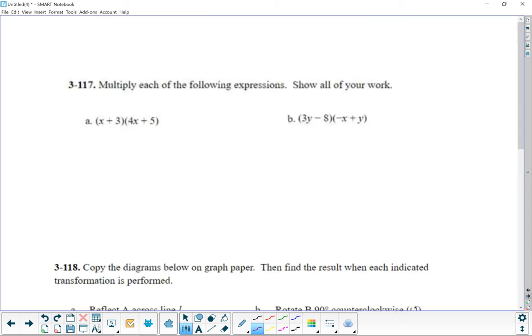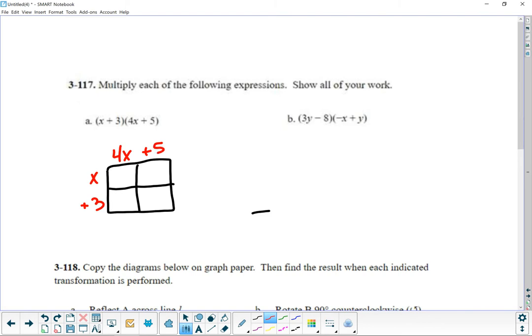Okay, backside. Multiply each of the following expressions, show all of your work. Meaning that if you're going to use an area model, show the area model. Don't just do it in your head. Don't partially do it. Do the whole thing. So this is going to be x plus 3 and 4x plus 5. You're going to go ahead and do the multiplication for that.